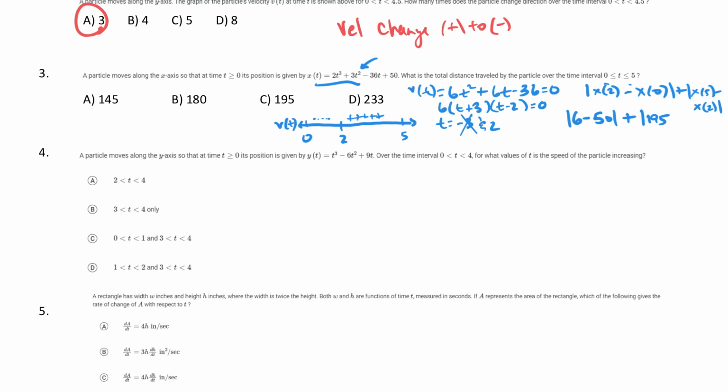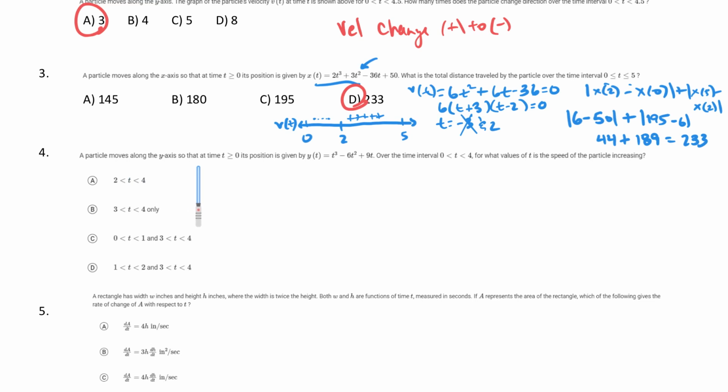And then x of 2 is going to be minus 6. So over here, I end up with negative 44. Absolute value would give me positive, plus the 189 here, and that'll give me a total of 233, and that would be my result, 233. All right, moving on to the next question.